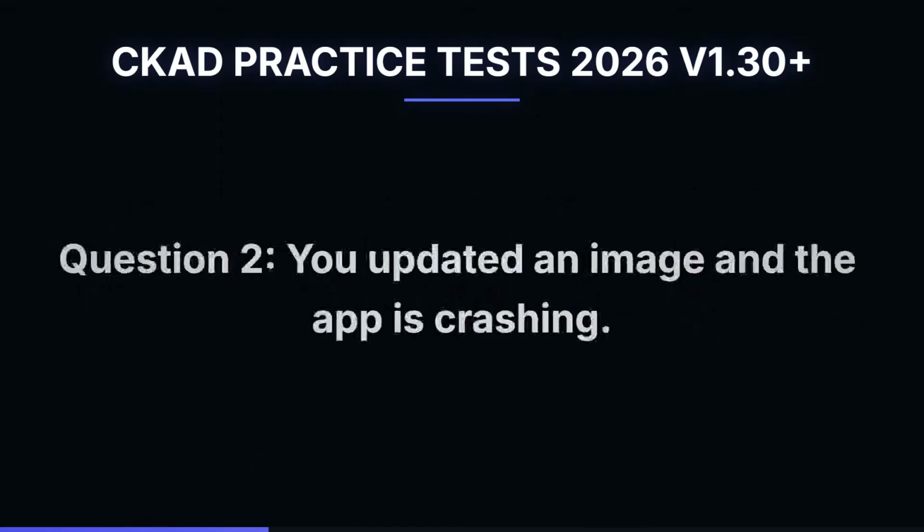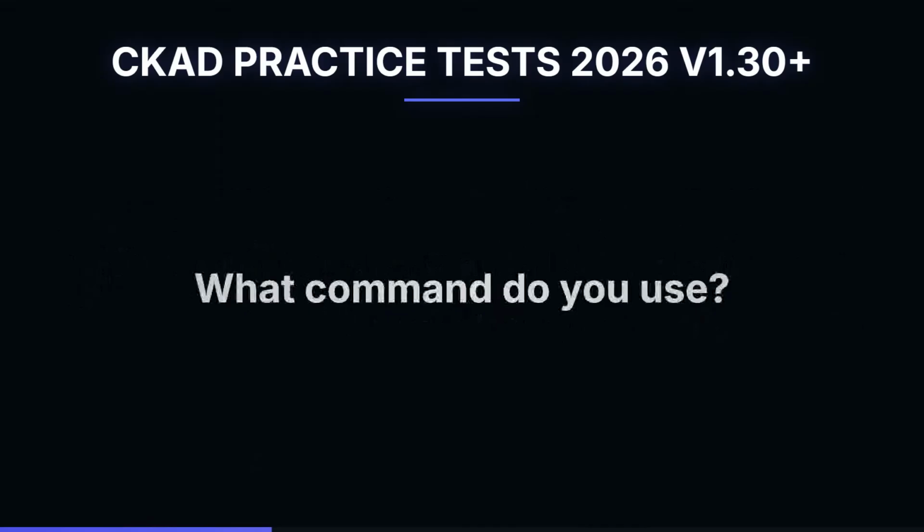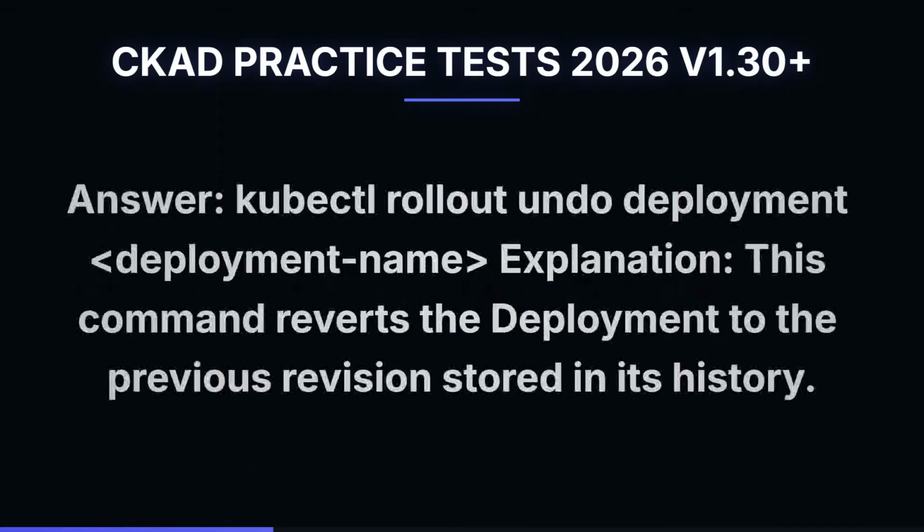Question 2. You updated an image and the app is crashing. You need to go back to the previous version immediately. What command do you use? Answer: kubectl rollout undo deployment <deployment name>. Explanation: This command reverts the deployment to the previous revision stored in its history.